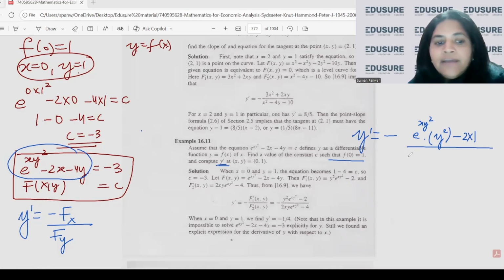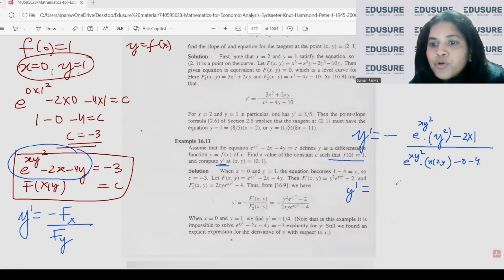Okay. Now divide by the partial derivative with respect to y. So e power xy square, now differentiate xy square with respect to y, that is x into 2y, minus 2 into 0, that is 0, minus 4. So y dash should be (2 minus y square) e power xy square, whole divided by e power xy square multiplied by (2xy minus 4). Okay, this is my derivative.